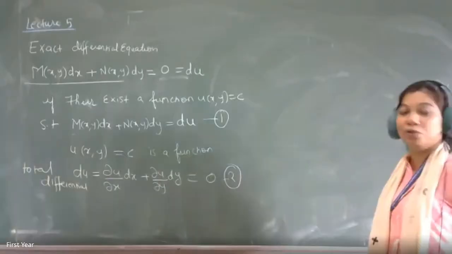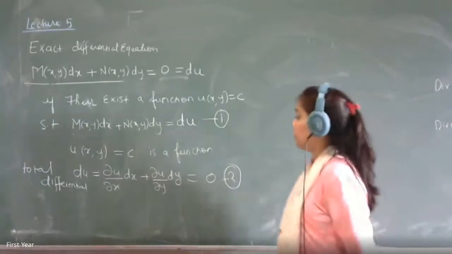And del u by del y is equal to N(x,y). Absolutely right. Very good. That's what I wanted you all to get to, the next step.